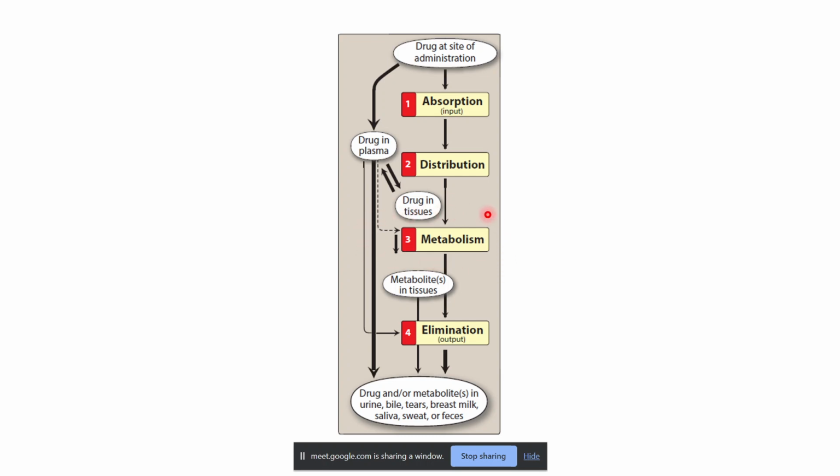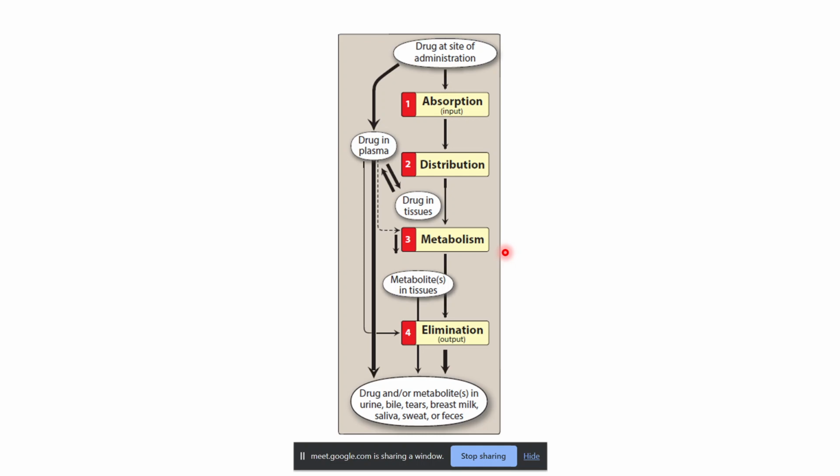Then the next phase is metabolism. Metabolism takes place in all tissues, but mostly in the liver, because most of the enzymes that transform the drugs are located in the liver, and the liver enzymes are the enzymes of the cytochrome 415.